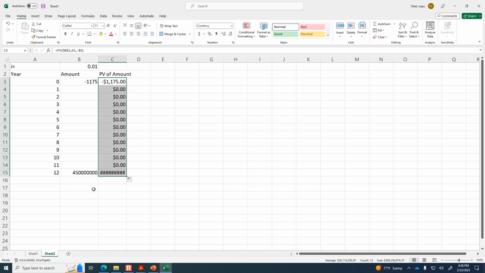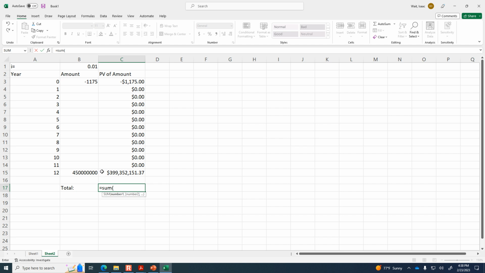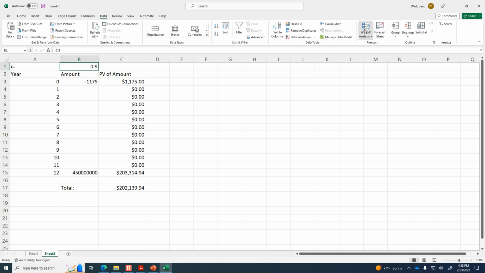Okay, now what we're looking for is the total to be 0. So we have to use goal seek to make it so that that total is 0. So is it 10% rate of return? No. 90% rate of return? No. Okay, let's see if goal seek will work here.